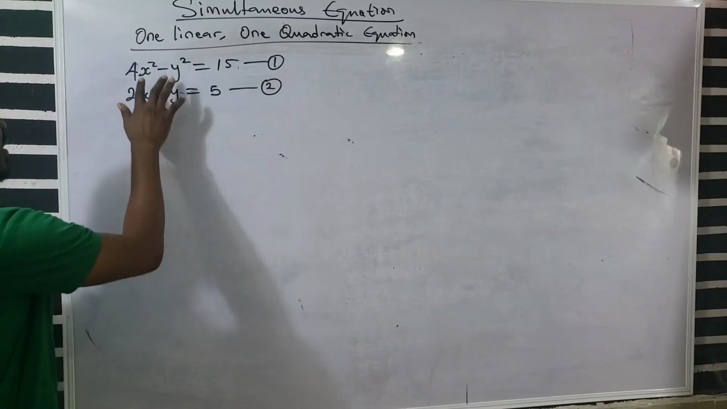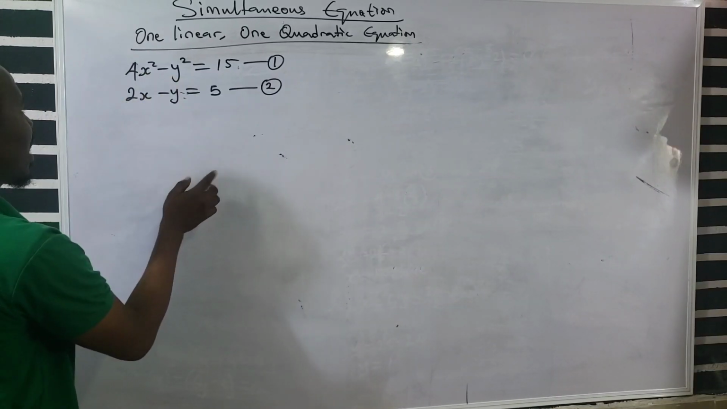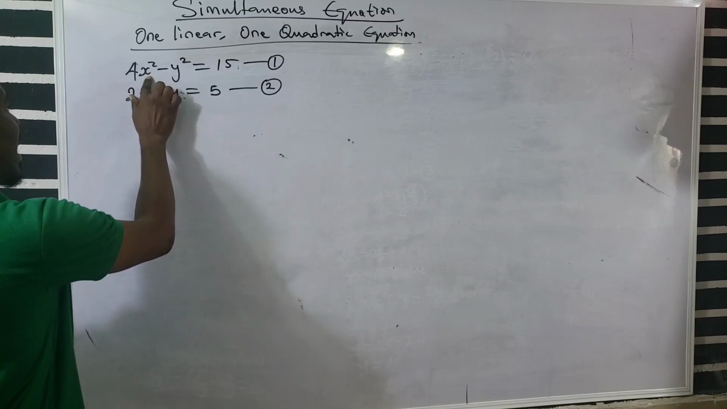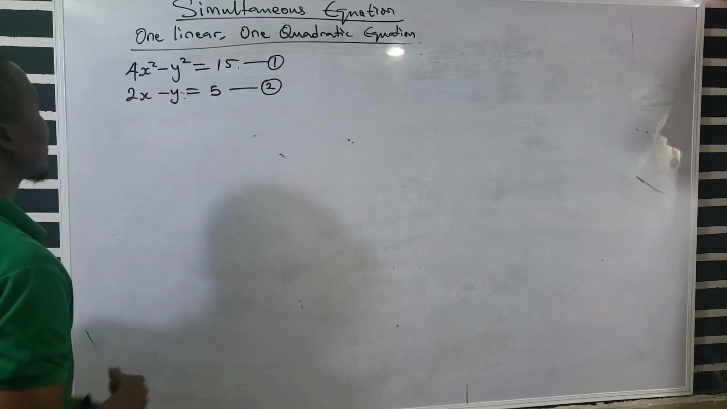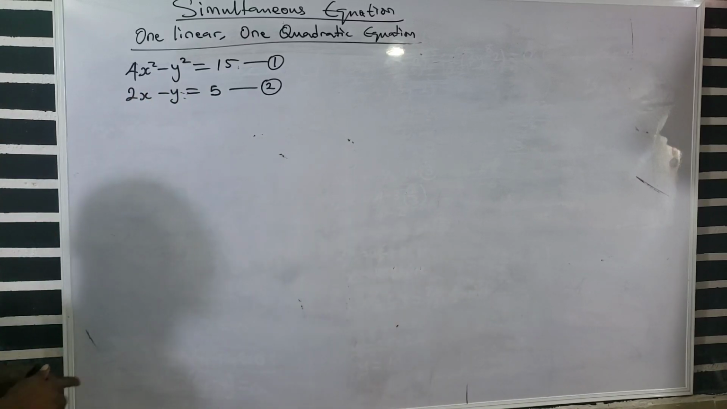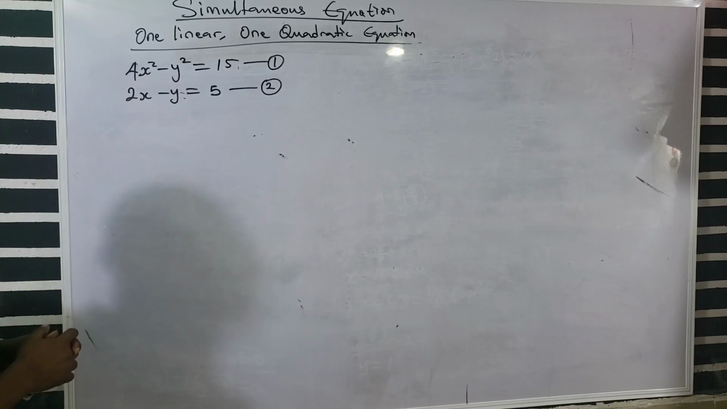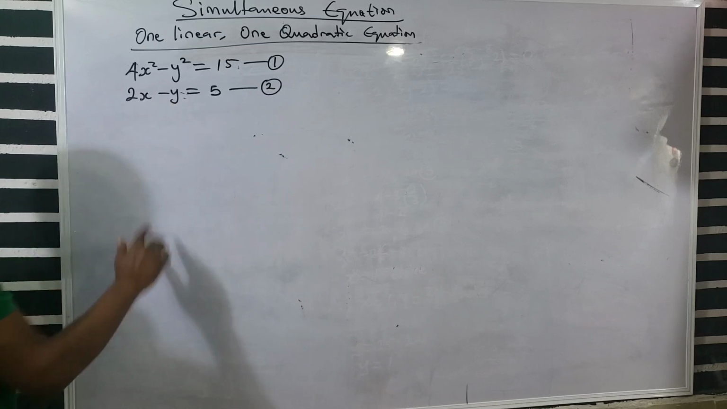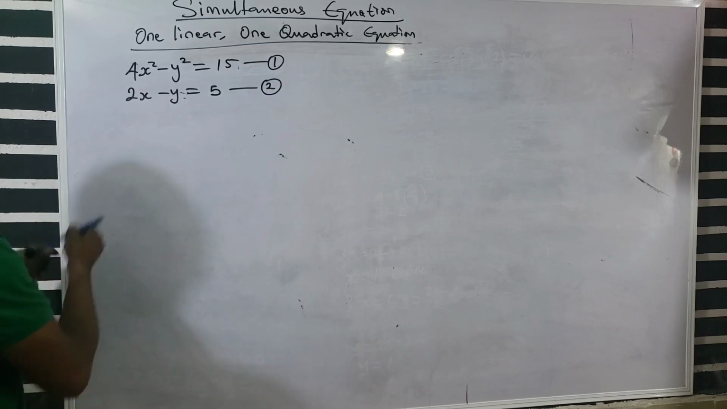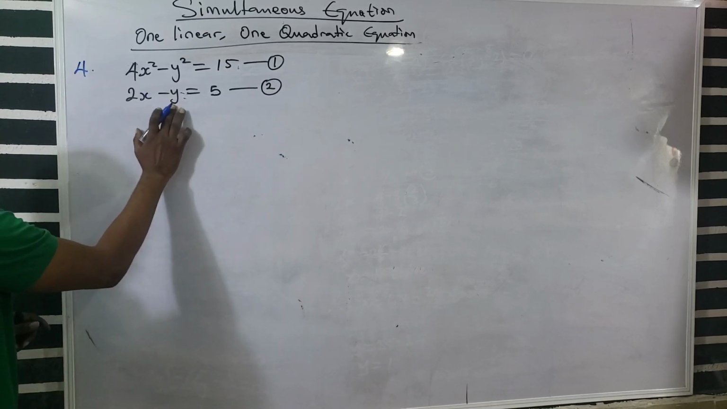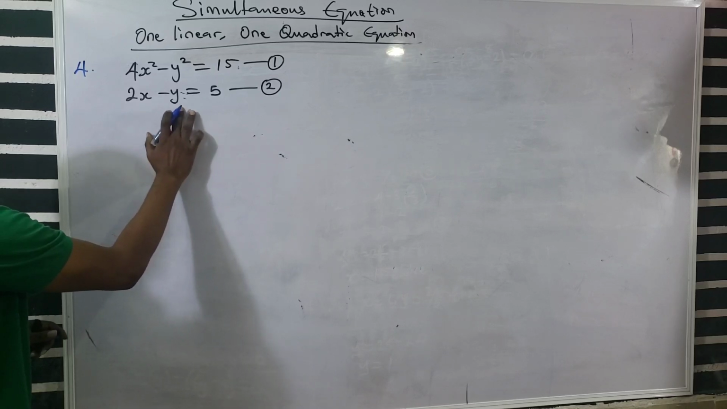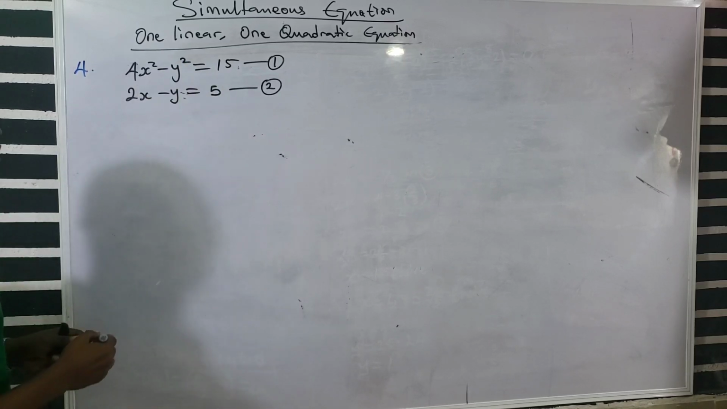So you can see the type of equation that we have. This time around, both the x and the y contain squares. Okay, so though it is a difference of two squares, we are not going to solve it in that way. So we are going to solve it the way we solve the first equation, which is this number 4, which is by making y subject of the formula, then you substitute in equation 1.